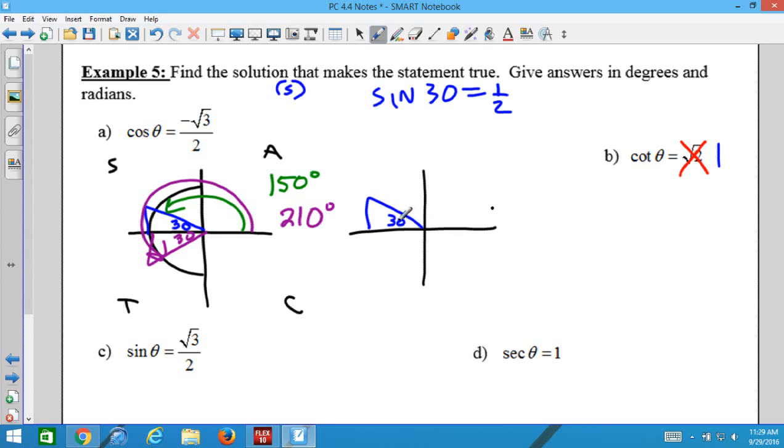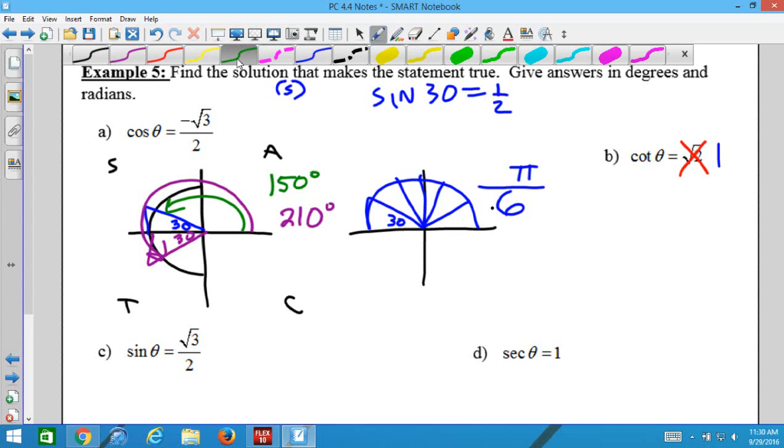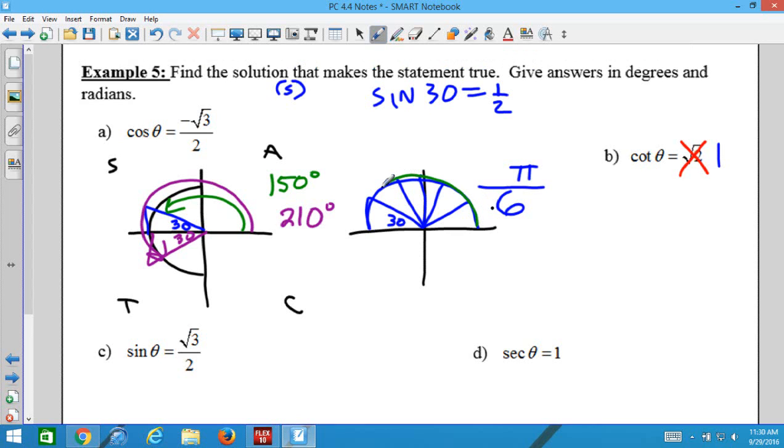So I'm going to start with the 30 degrees. How many 30s fit in that top half? There's 6 of them that fit in that top half. So I'm going to take pi and divide it by 6 to start. Each of those 30 degrees is a 6th of the pi. I want to start from 0 and move my way around through how many sections to get to 150 degrees. There's 5 of those sections, so that gets me to 5 pi over 6.